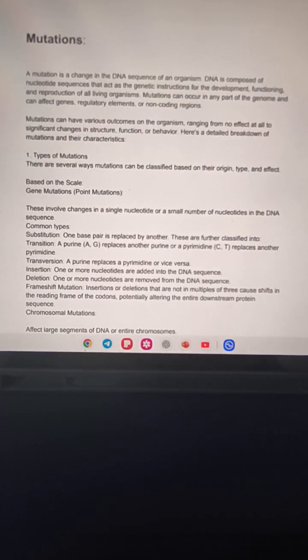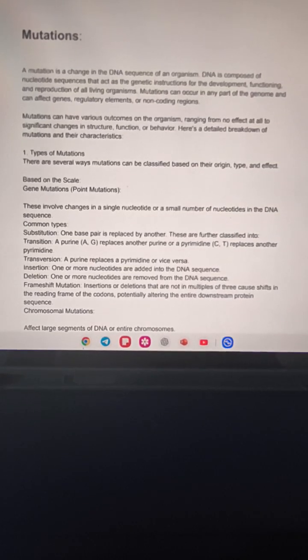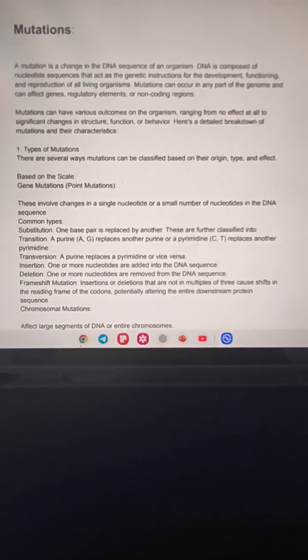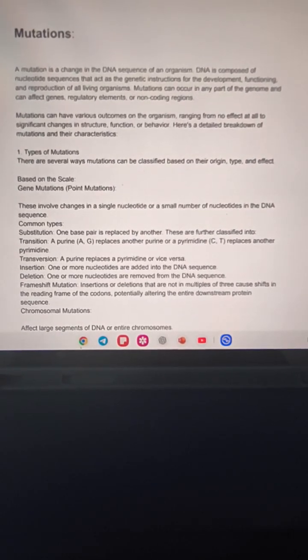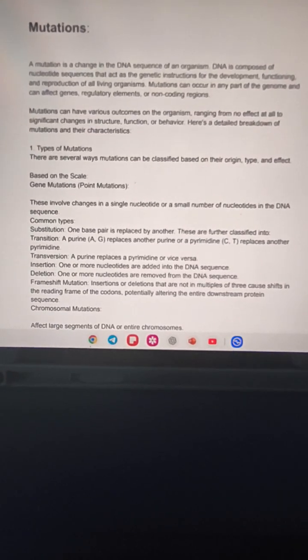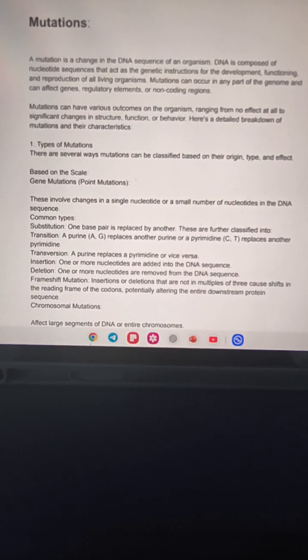Firstly, mutation is a change in the DNA sequence of the organism. For example, it is a change in the composition of the DNA, RNA, nucleus, their development, function, reproduction and other things. There are different types of mutation.